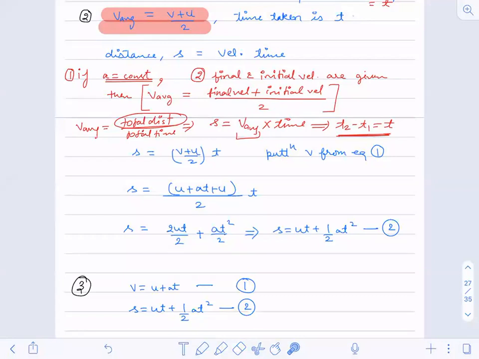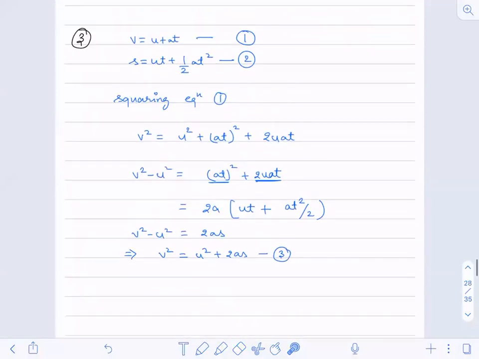Okay. So equation number 3, is there any doubt? You have to just square the equation 1 and then take the common 2a outside, and then you can get the value v square is equal to u square plus 2as.